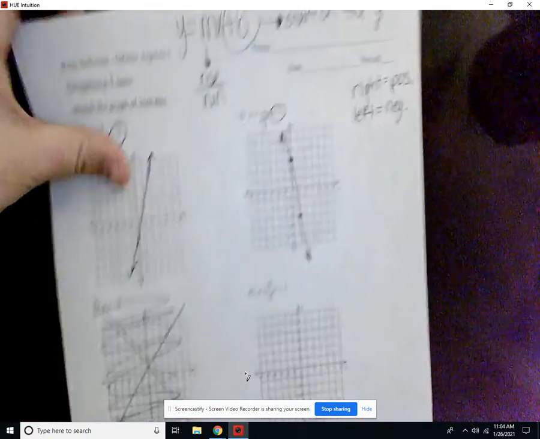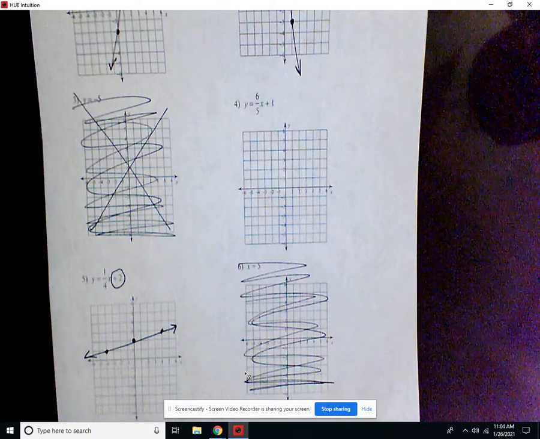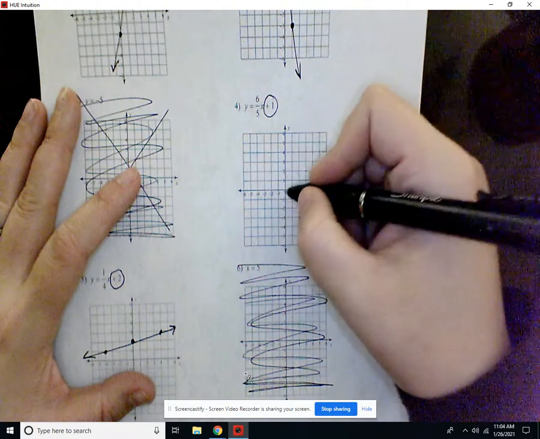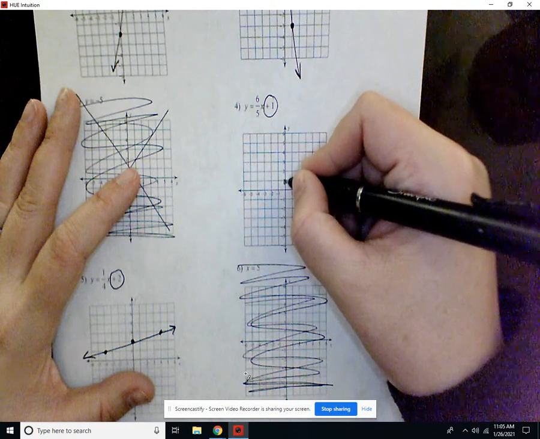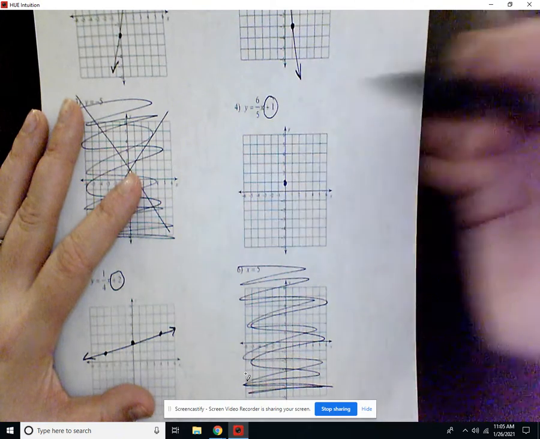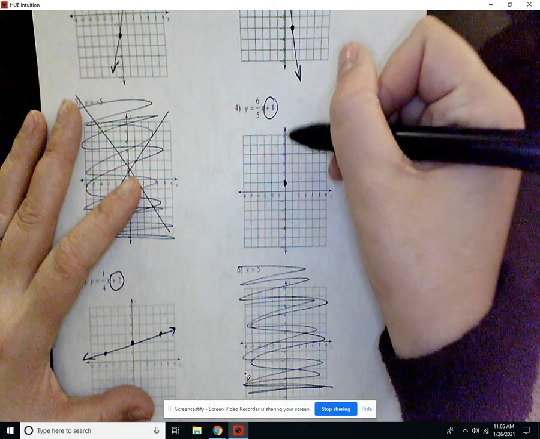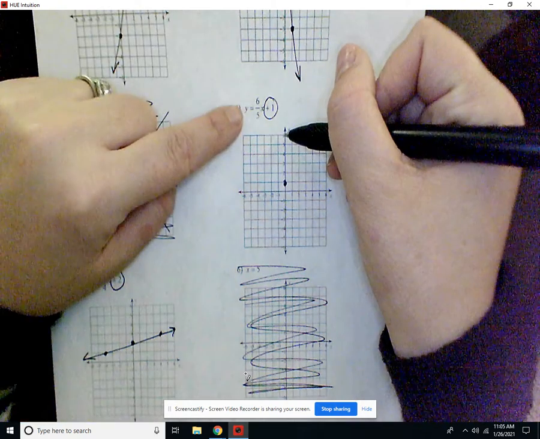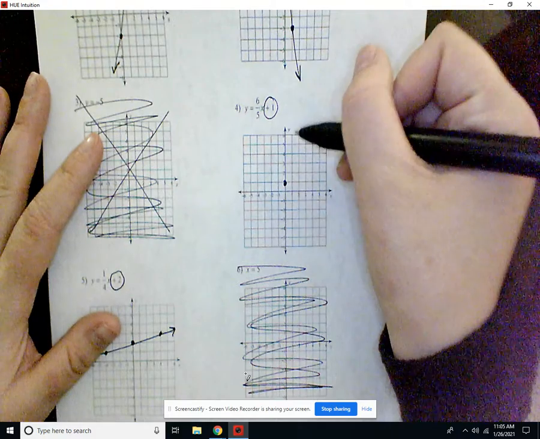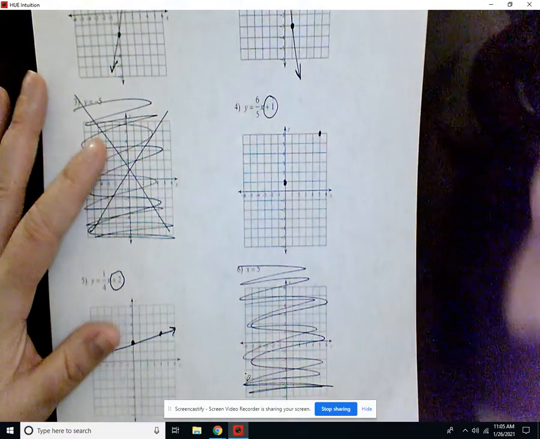Okay, number 4, 6 over 5x plus 1. So we start at the back, plus 1. So we start at the origin, go up 1 space, put a dot. We're going to rise 6, run 5. So go up 6 spaces, 1, 2, 3, 4, 5, 6. We're going to run to the right because our fraction is positive, 5 spaces. 1, 2, 3, 4, 5, and put a dot.